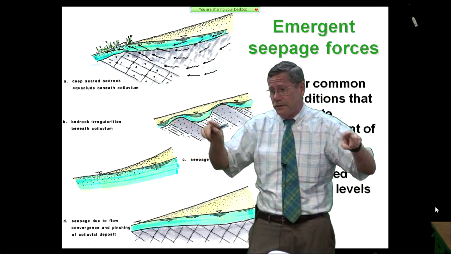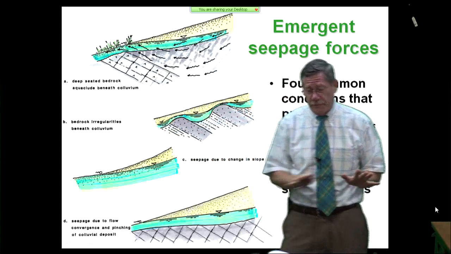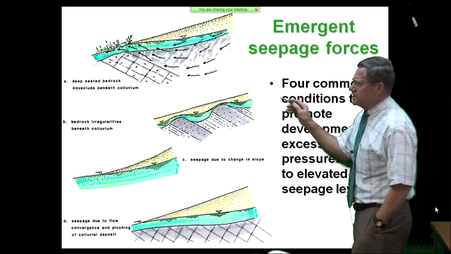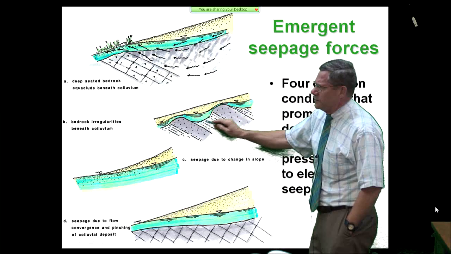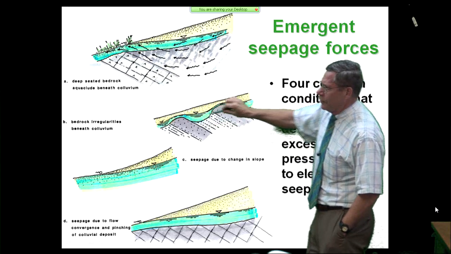And that does happen with thrust faults. You'll get springs all the way along a valley because the thrust fault runs all the way along the valley. That's very common. Also, you can have these pockets where things are deeper. If the colluvium's deeper, you'll tend to get pockets of water in here with higher pore pressure.